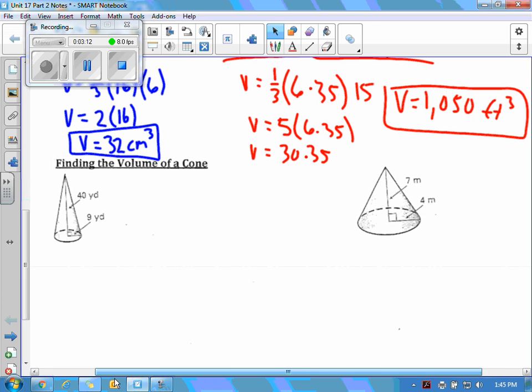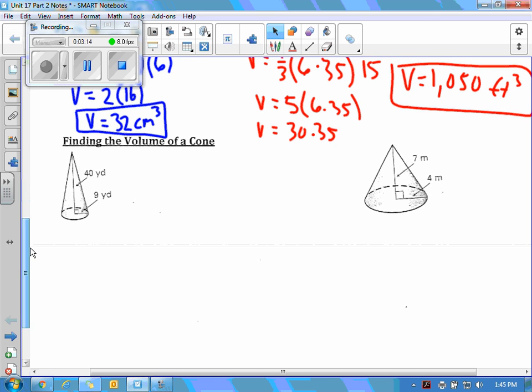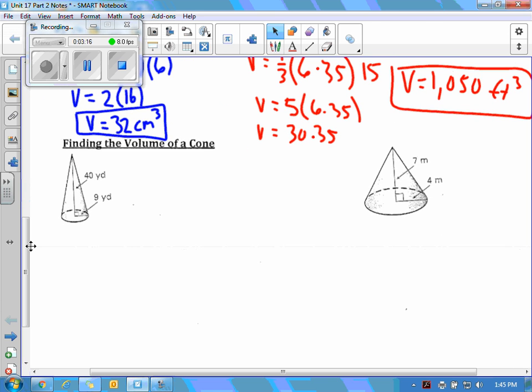All right, and then scrolling down, we can look at finding the volume of a cone. Again, same formula. Volume equals 1/3 times the area of the base times the height. Now, for a cone, our base is always going to be a circle. So really the only determination you have to make is if they give you the radius or the diameter, because you'll have to go from there.